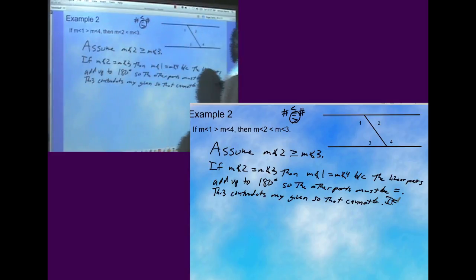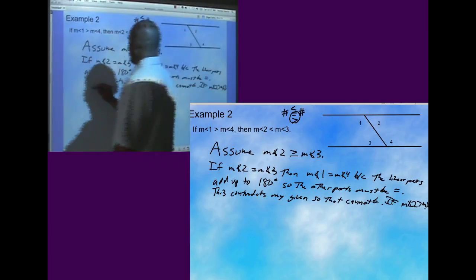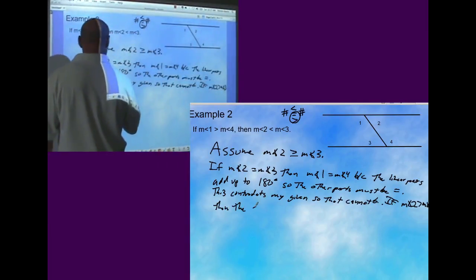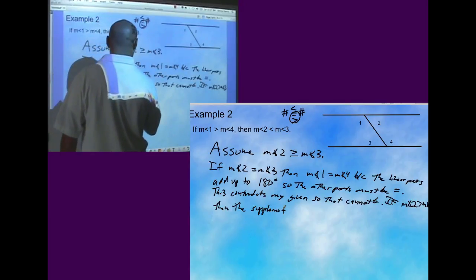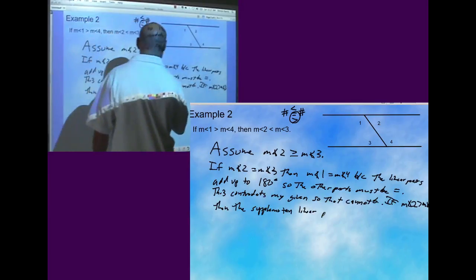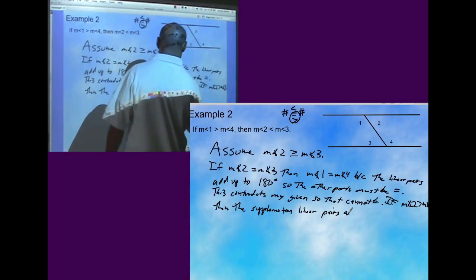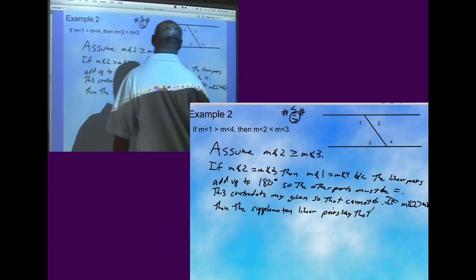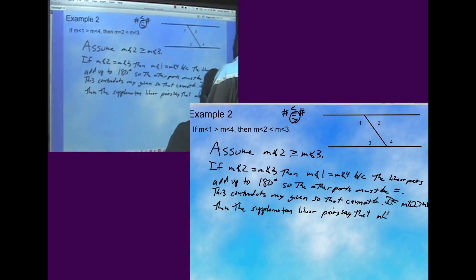If the measure of angle 2 is greater than the measure of angle 3, then the supplementary linear pairs say that the measure of angle 1 has to be smaller than the measure of angle 4. If 2 is bigger than 3, that means it takes up more space in the linear pair than 3 does. So there's less left over for 1 than there is for 4, so 1 has to be smaller than 4.